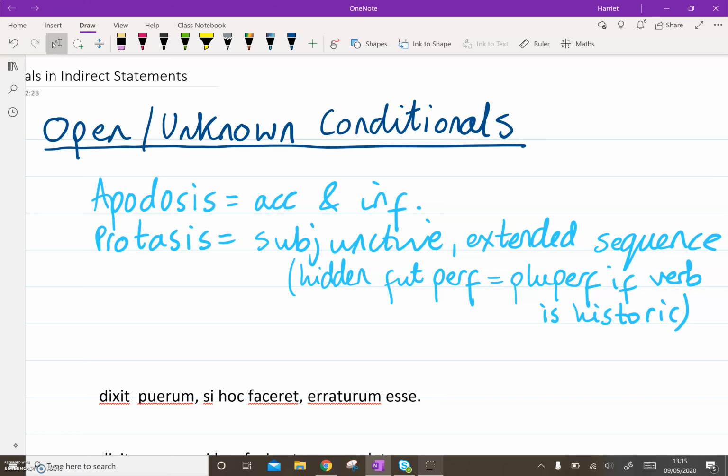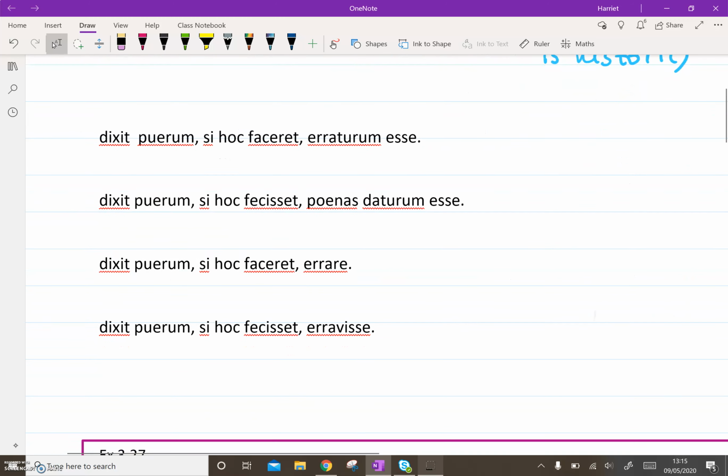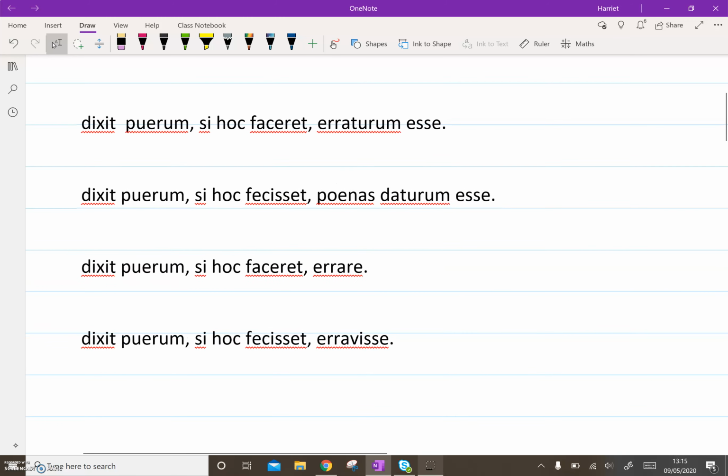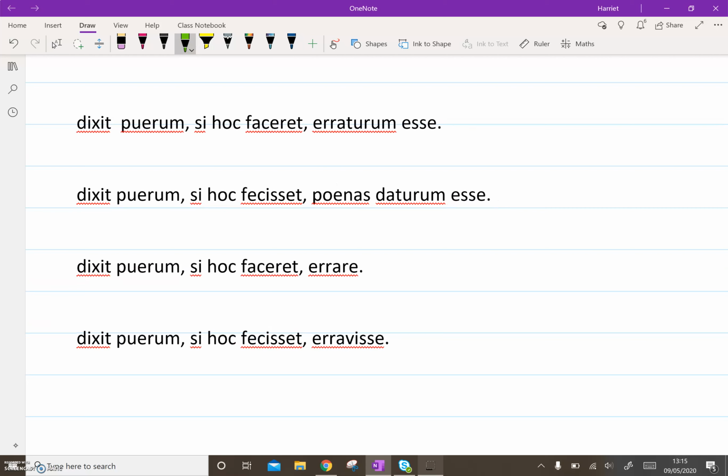Okay, so there are some examples on page 92. The easiest thing to do with this stuff is to work through the examples, figure out what's going on. So we'll start with this one. Dixit puerum si hoc faceret erachorum esse. Things to notice are the future infinitive at the end, and then the imperfect subjunctive within the if part of the clause. So easy to begin with.